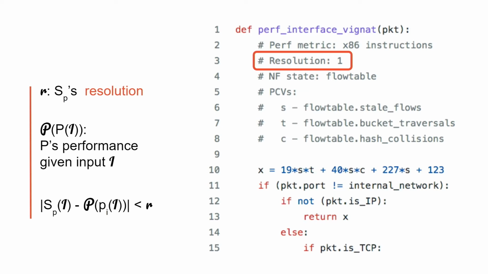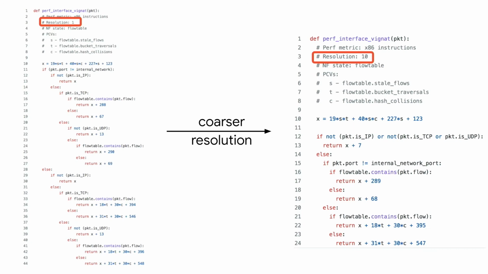And so the performance interface is this incredible tool that developers have to vary the level of abstraction that the interface provides. Because given a resolution, the interface will eliminate all implementation details that do not matter at that resolution. So in this example, the resolution is 1, which is the finest granularity. But if we increase it slightly, let's say to 10 instructions, we see that the interface becomes a lot simpler because it can discard a whole number of implementation details.